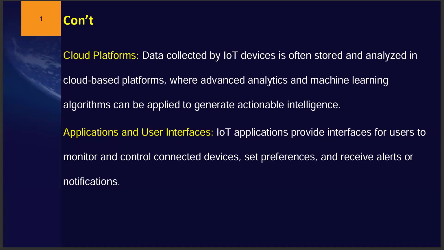Then we also have what we call applications, and with the applications, there's what they call user applications and user interfaces. When you look at IoT applications, they provide interfaces for users to monitor and control connected devices, set preferences, and receive alerts and notifications. So if, when you're moving around areas where there are internet hotspots, your phone alerts you that there's a Wi-Fi signal present, that is typically a component of IoT.